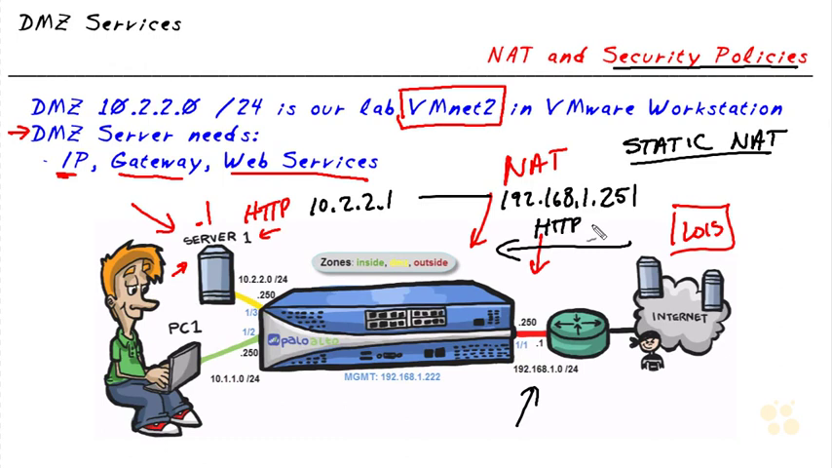So if we are going to recap what we're about to do, we have 3 things that we're going to do. Number 1, put a server on our DMZ on that VMnet2 network. Number 2, create a network address translation. And number 3, create a security policy rule that gives the permissions for that initial flow of traffic to come from the internet to that server.